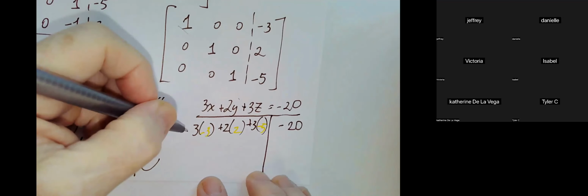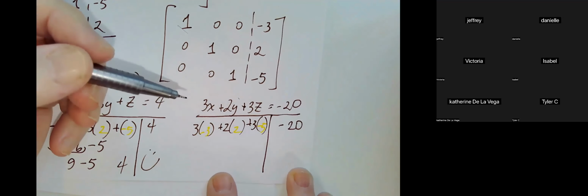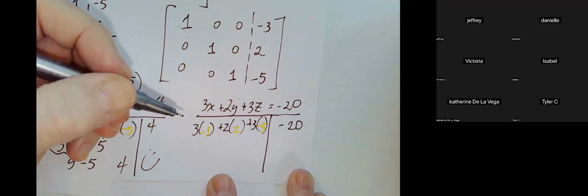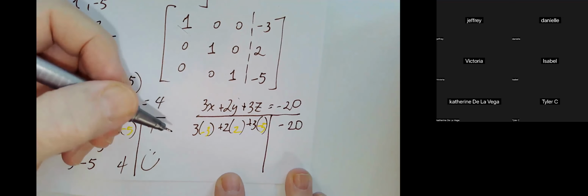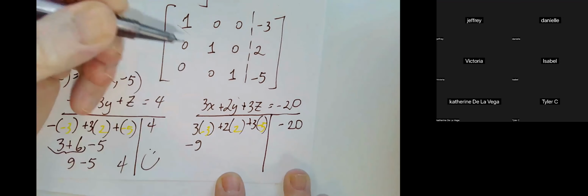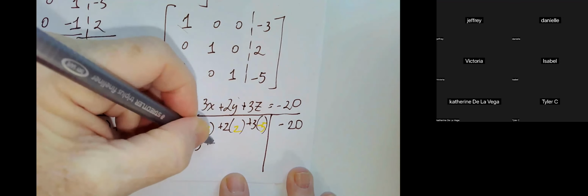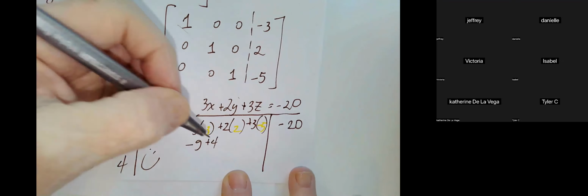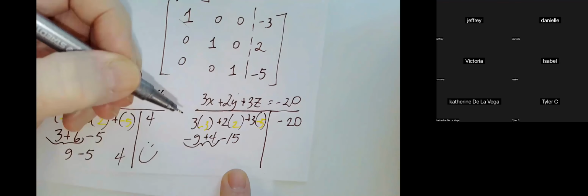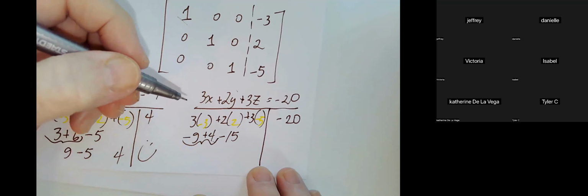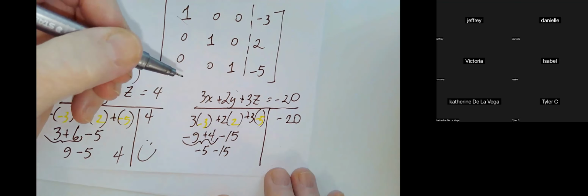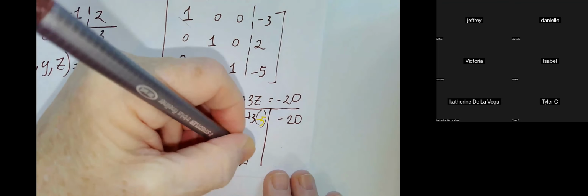We have one more. What is 3 times -3? -9, and then 3 times -5, -15. So -9 minus 15? -9 and -15 give -24, hmm, -9 plus -5 is... -20. Yay.